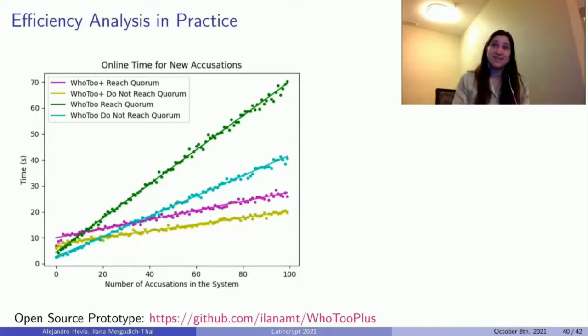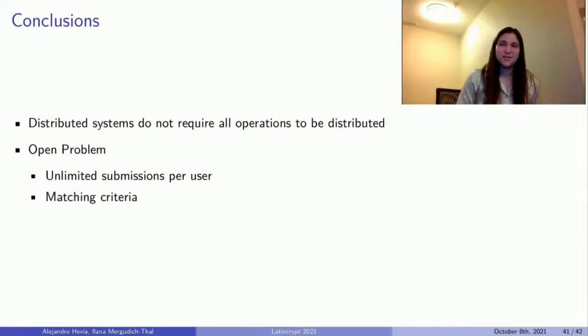We were finally able to implement a system that is secure and efficient for sexual assault reporting. It is an open source prototype that you can see in that link. So the main takeaway of this work is that distributed protocols do not need every single operation to be distributed, that it is possible to closely examine a protocol and decide where these are needed and where they are not needed so that the protocol can be much more efficient.